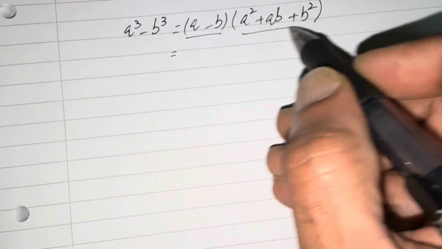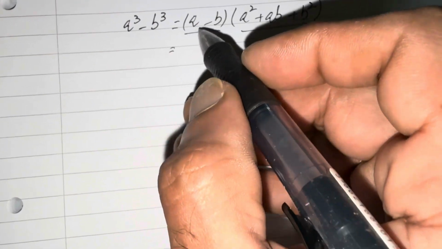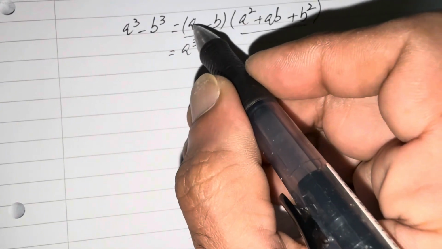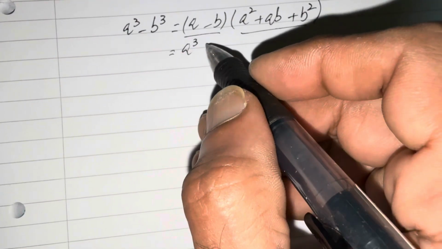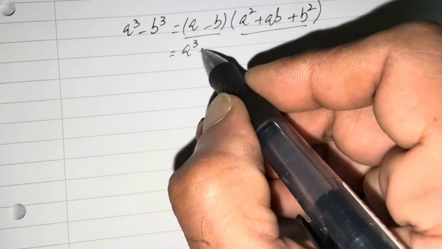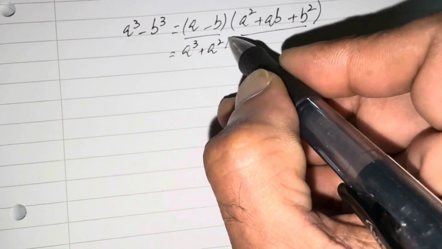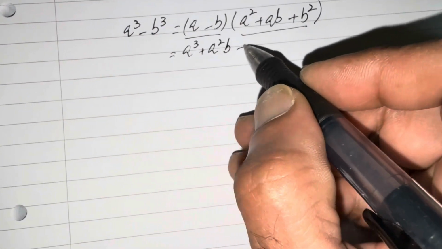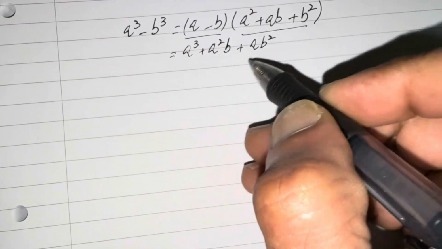To multiply these expressions. So when A multiplies with A square, it will become A cube, then A multiplies by AB, A multiplied by A will become A square and B comes along as it is. Then A multiplies with this one, plus AB square.